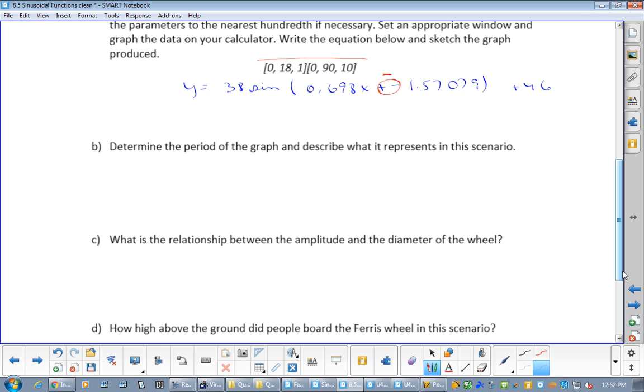Now, the period of the graph, what is the formula for period? 2 pi over b. Please don't give me the period as 0.698. Everybody has to keep that straight, that b is pretty useless the way it is. You need to take 2 pi and divide it to get anything good out of it. So that's 2 pi divided by 0.698, and you get 9. 9 what?